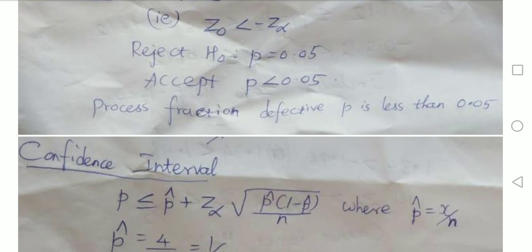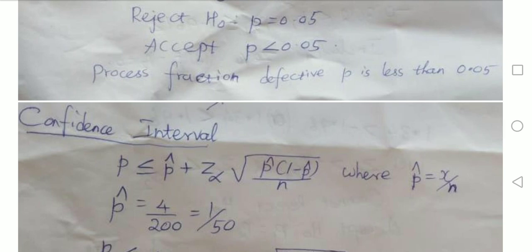For a two-sided test, we want to consider both sides, and also the alpha form is only alpha by 2. But here we have the alternative hypothesis p less than 0.05. So in the confidence interval also we have to consider only the p less than or equal to form.